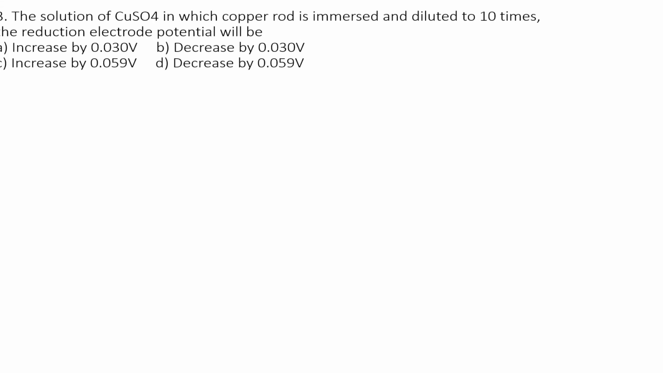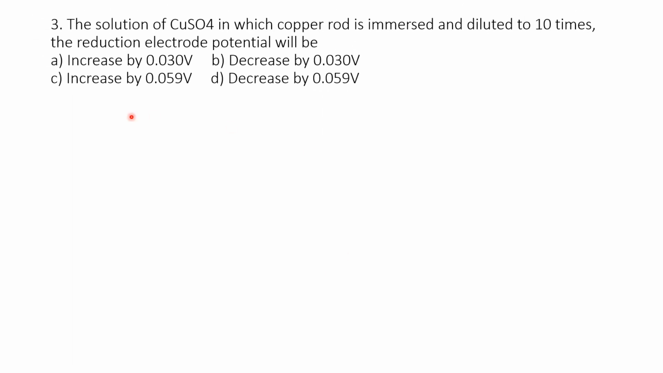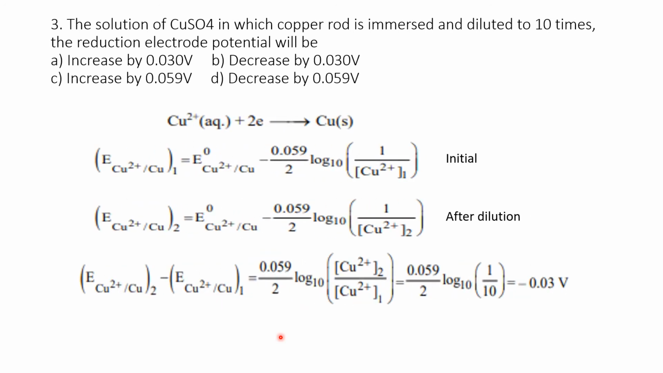And the last one, the 3 sums are given. This is the last sum. The last sum is: a solution of copper sulfate in which a copper rod is immersed is diluted 10 times. How will the reduction electrode potential change, does it increase or decrease, and how much? First we need to write the initial concentration and then the diluted concentration.